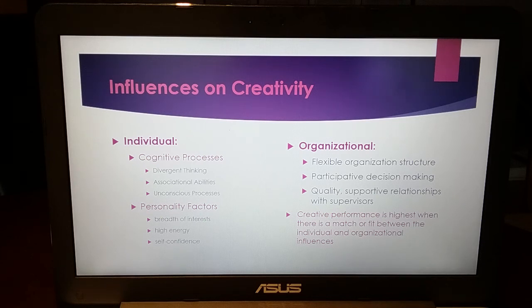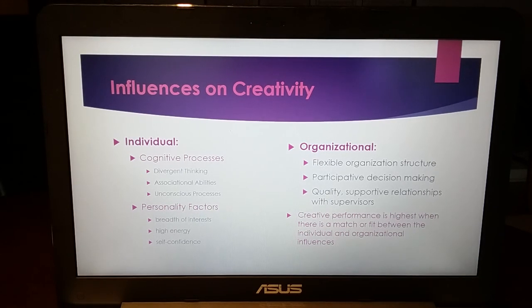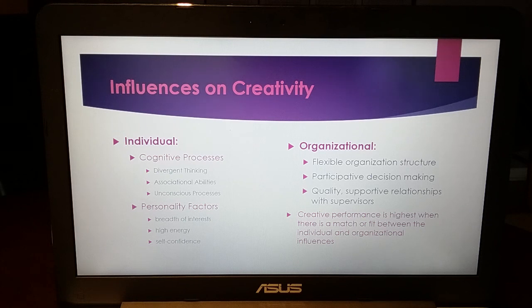So it's also important that there's a match between the individual and the organizational influences. Creative organizations need to have creative people, and creative people need to work in organizations that encourage creativity. So if you're going to come up with a lot of creative ideas, but the organization itself is not necessarily very open to creativity, then that's going to be a problem.